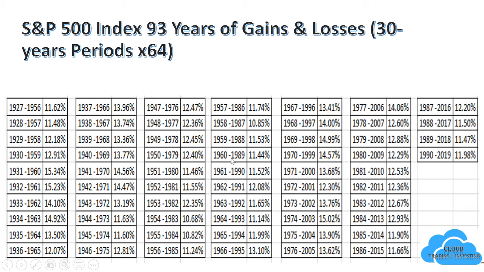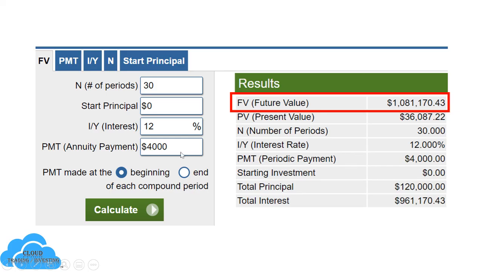So imagine that in the last 30 year period, every year you get a 12% return. So what will happen? We just do a simple financial calculation with a simple financial calculator. Number of periods, 30 years. Starting principal: imagine that you are just starting today, you have no money. Interest is 12% a year.